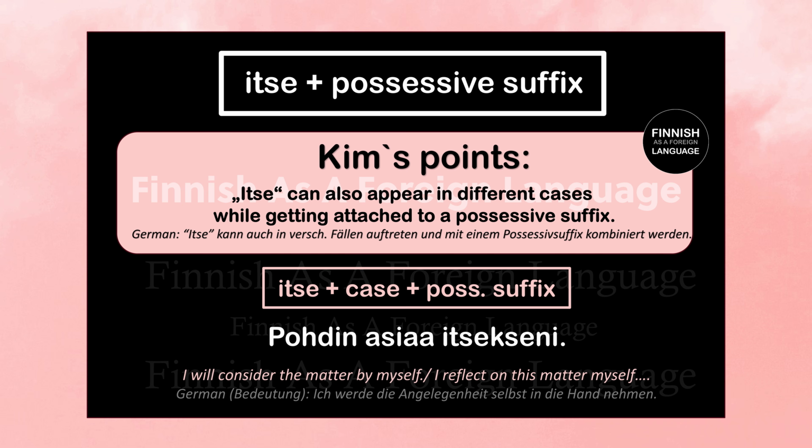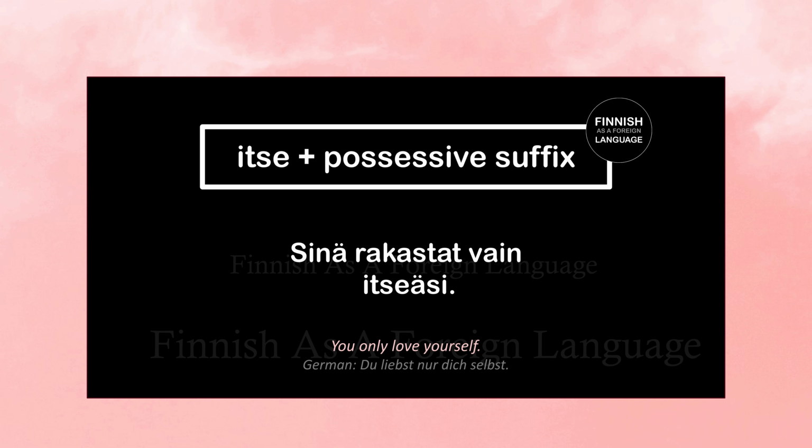Let's take one more example. Sinä rakastat vain itseäsi. You only love yourself. And when we take a look here at itseäsi, then we clearly know it's the partitive case plus possessive suffix. Sinä rakastat vain itseäsi. You only love yourself. Why partitive case? Again, because of the verb rakastaa, which means to love.